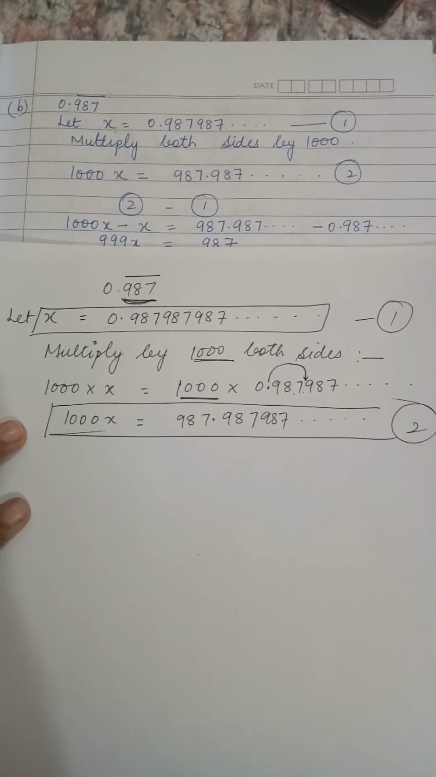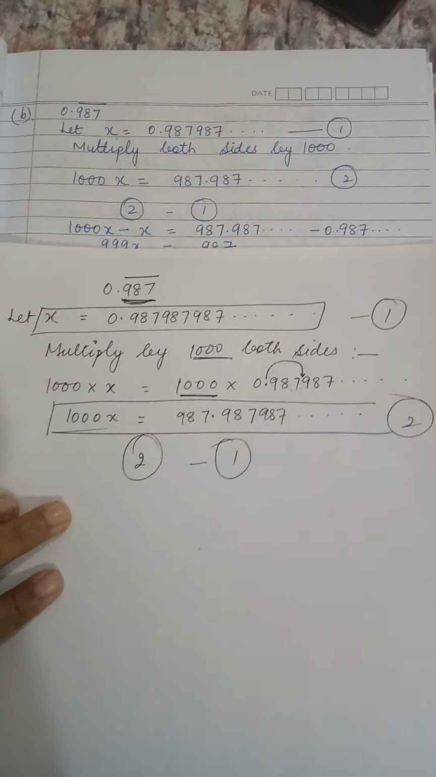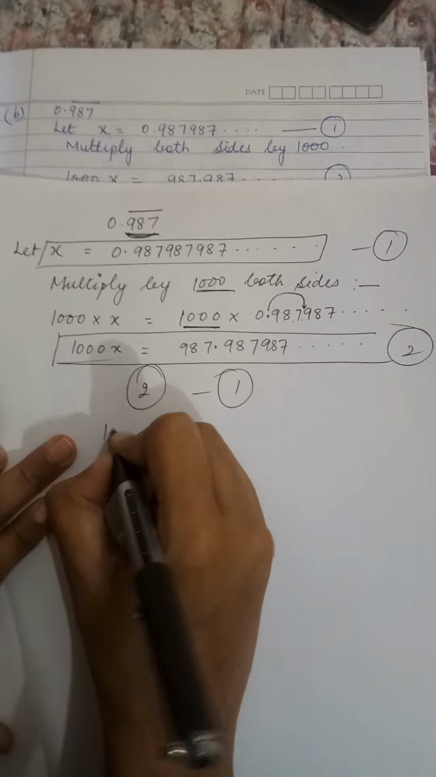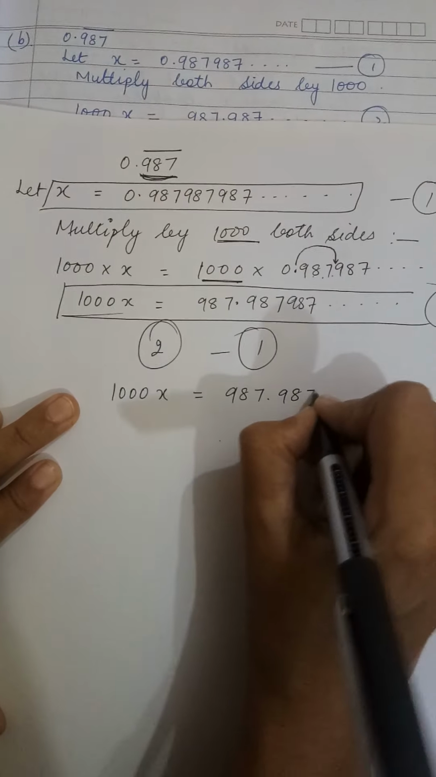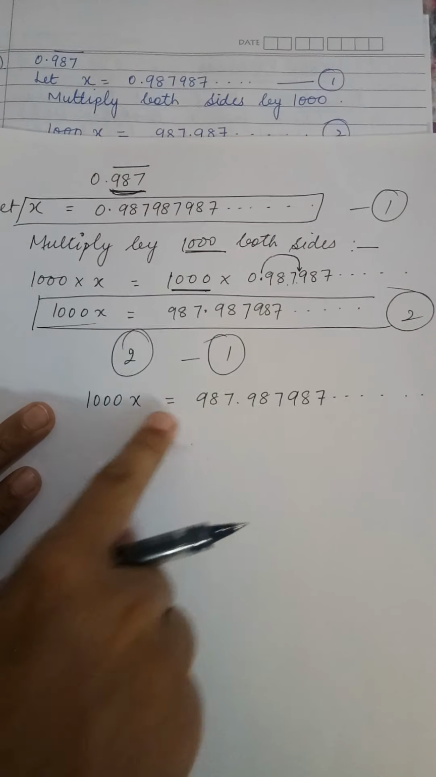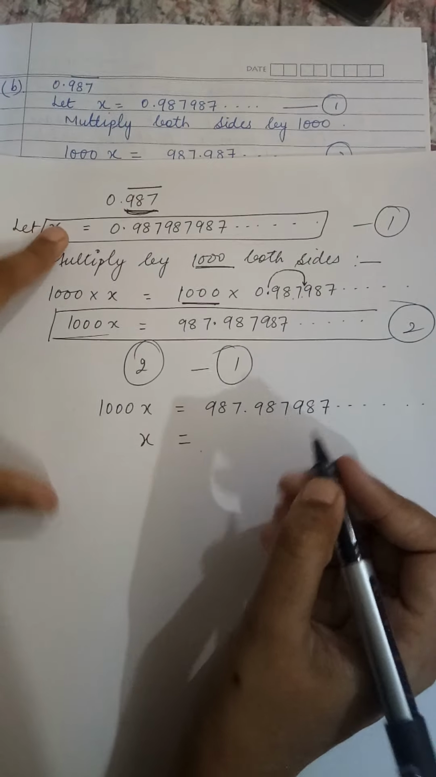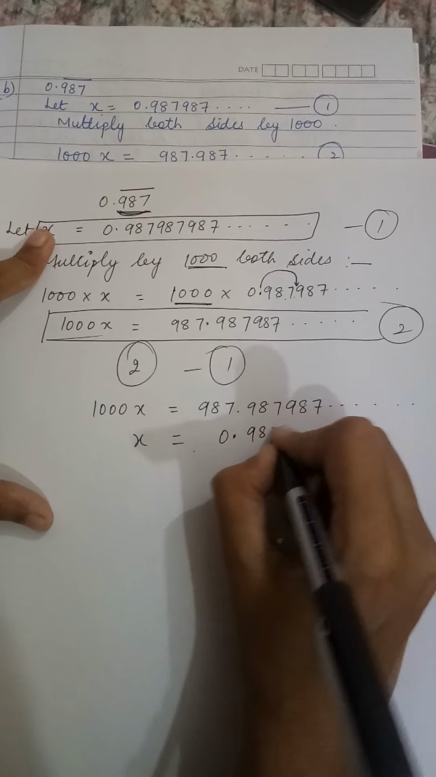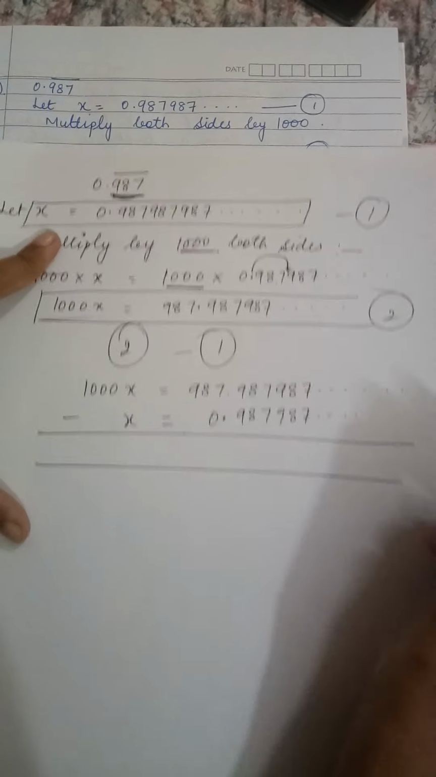Now what is the next step? I am going to subtract 2 and 1, that is 2 minus 1. Firstly, let us write the second equation. 1000x equals 987.987 and so on. This is the second equation, and I have to subtract the first one, which is x equals 0.987987 and so on.